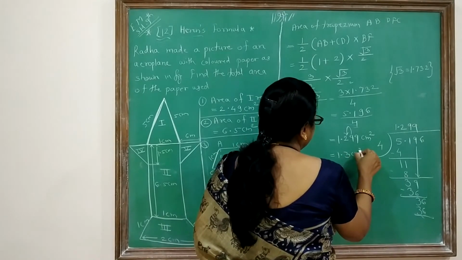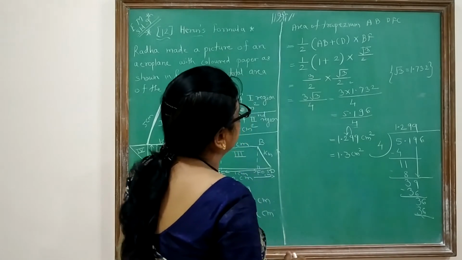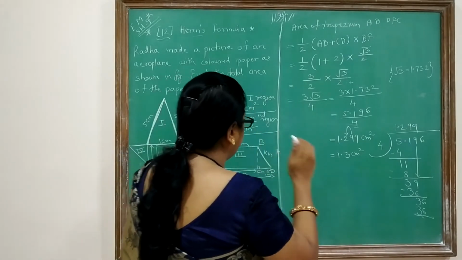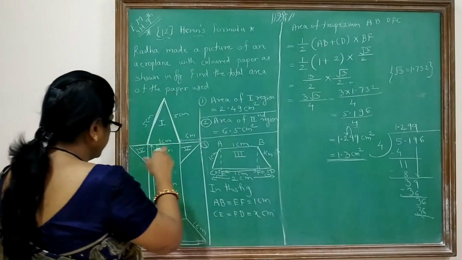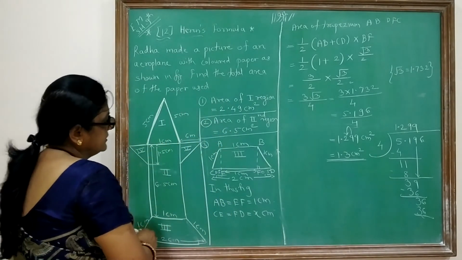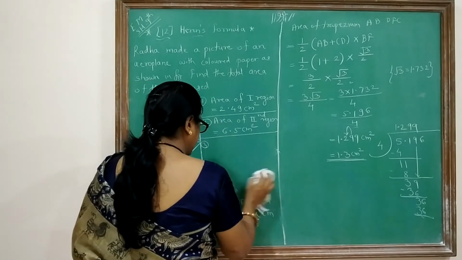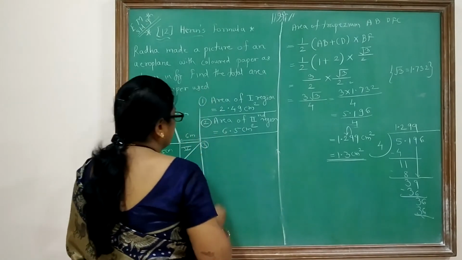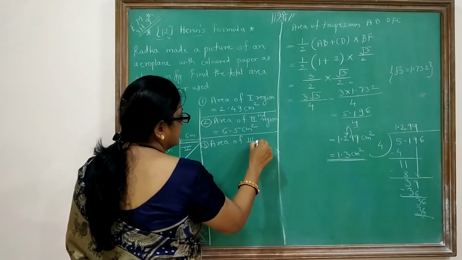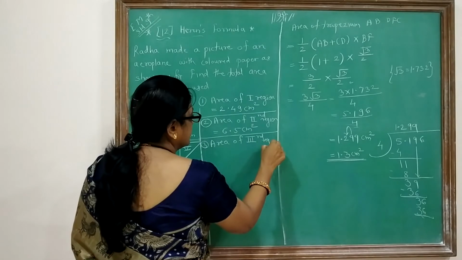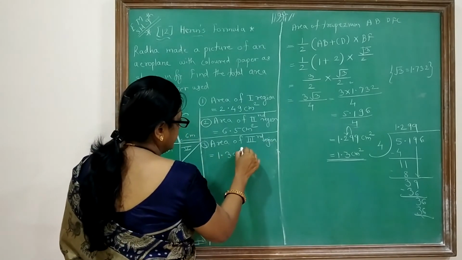1.299 centimeter square is nearly equal to 1.3 centimeter square, since 9 is present, so you add here. Means your answer is area of trapezium equal to 1.3 centimeter square. And this is your third region answer. Then you will write here area of third region equal to 1.3 centimeter square.